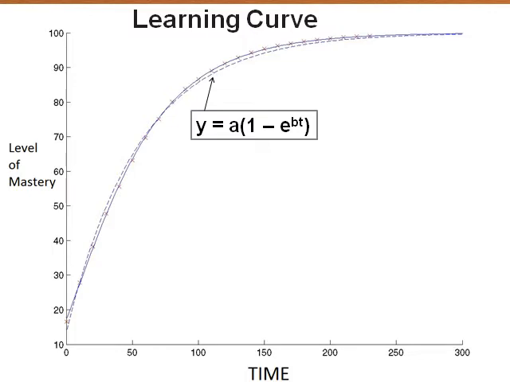Learning curves are based on the simple principle that when you start learning a new skill, you usually learn it quickly in the beginning, but to really get proficient, to become an expert, takes a lot longer. That's represented here on the graph. Level of mastery is on the left, that would be our y coordinate, and time is our x coordinate, or my t variable.